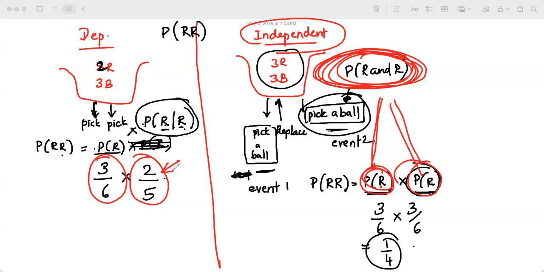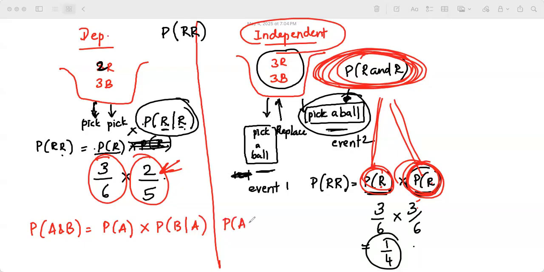This is different. This 2 by 5 is not the same as 3 by 6. The second pick is what is going to cause the difference. So the formula for this one: probability of A and B will be probability of A times probability of B, assuming A has occurred. For the independent case, probability of A and B will be equal to probability of A times probability of B. Probability of B is not caring about what happened with A. A doesn't care about B. So it's just a multiplied value.